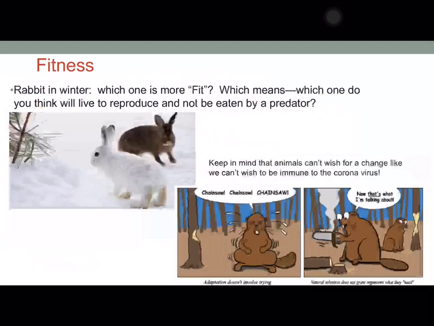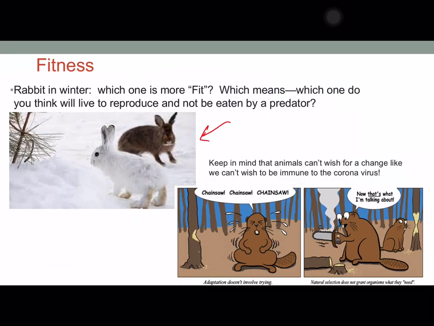So here's a question for you. If we have these 2 rabbits right here, which one is more fit? Which means, which one do you think would live to reproduce and not be eaten by a predator? It makes a lot of sense, right? That you would say the brown one has a less likely chance of survival because the white one is blending into its environment, whereas with the snow, the brown one sticks out a little bit, so a fox maybe could see him easier and get him.